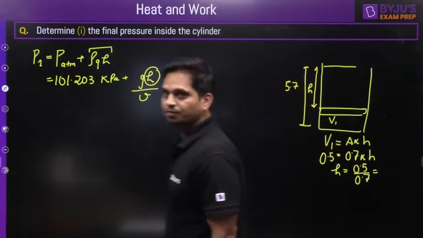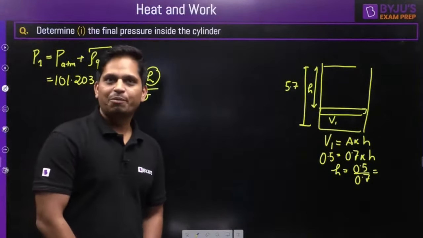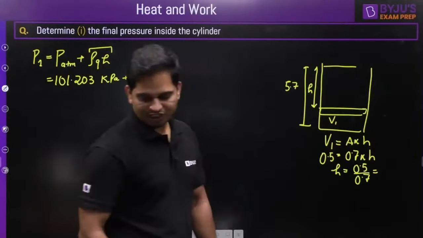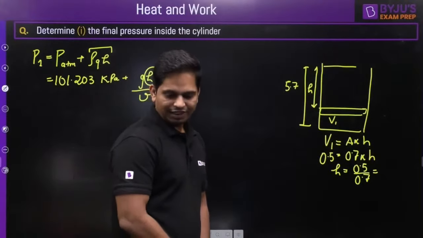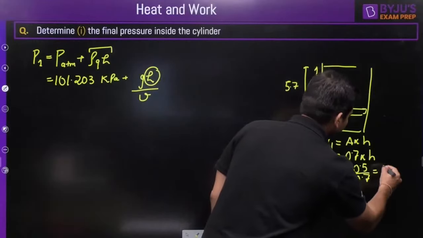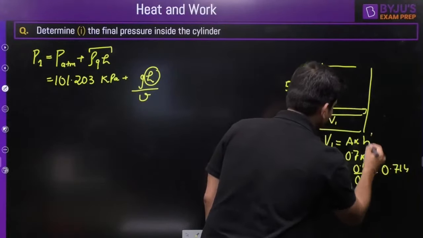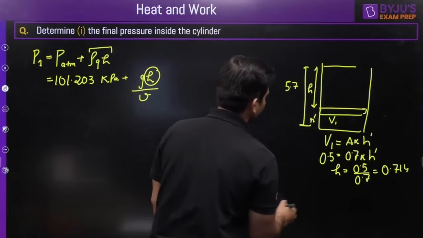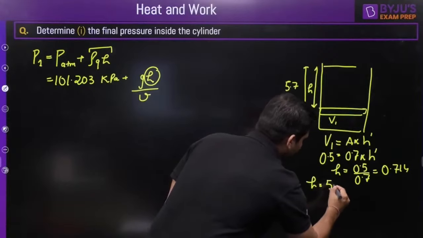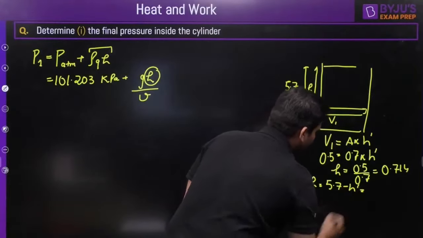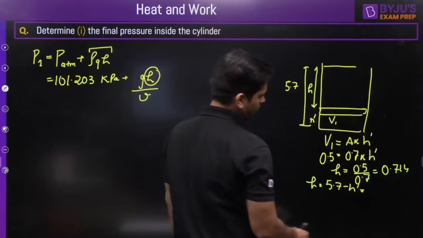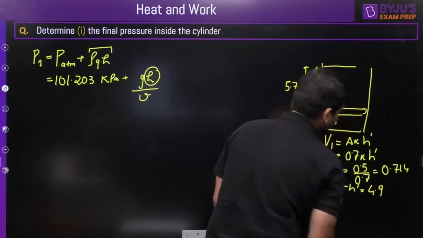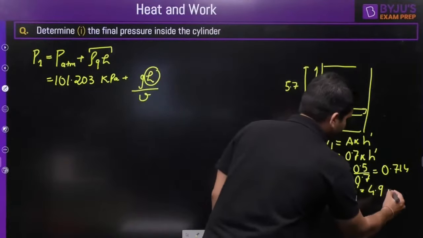How much is this h? Yes, that is correct, Bhavya. So you can find out h here. How much is h? h is 0.714. And now this is h dash. Now h is equal to 5.7 minus h dash, which is how much? It is 4.9 meters.